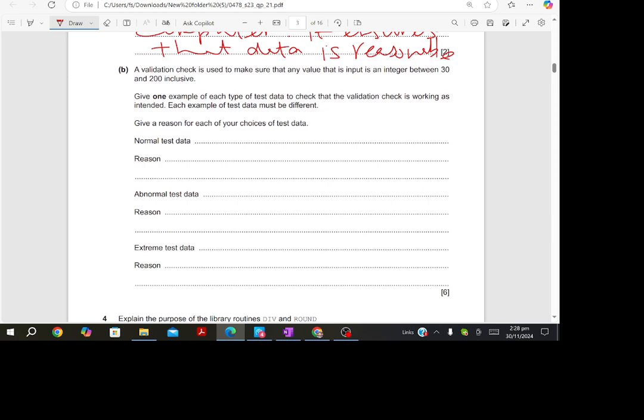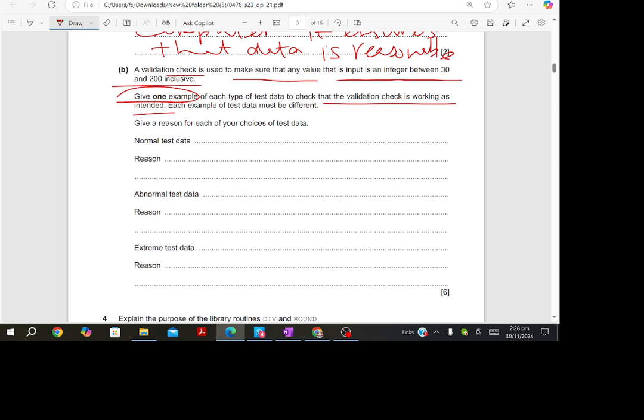Okay, then the B part says a validation check is used to make sure that any value that is input is an integer between 30 and 200 inclusive. This check is applied to ensure that whatever value we enter should be between 30 and 200 inclusive. Give one example of each type of test data to check that the validation check is working as intended. Each example of test data must be different.